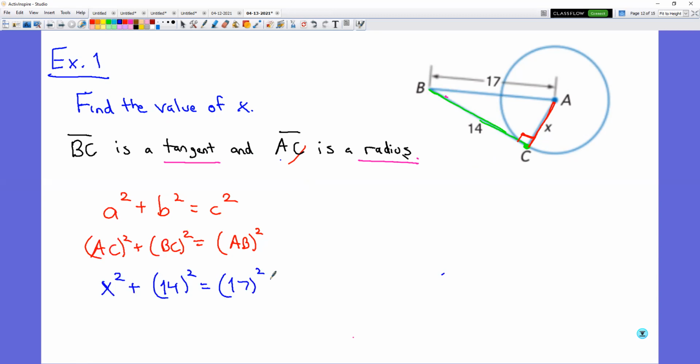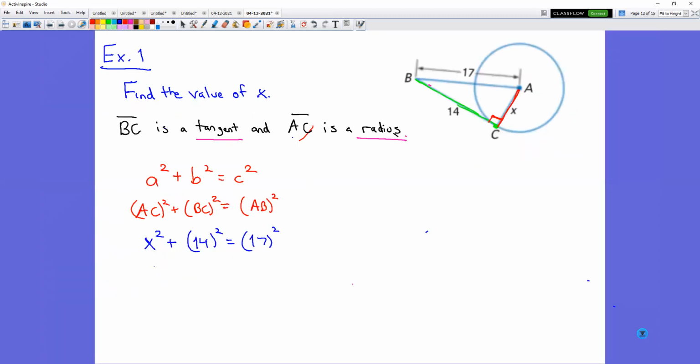All right, so now we just need to calculate what each of these is. Let's start with x squared plus 14 squared. 14 squared is going to be 196, and then 17 squared is going to be 289. And now I'm going to subtract 196 on each side.